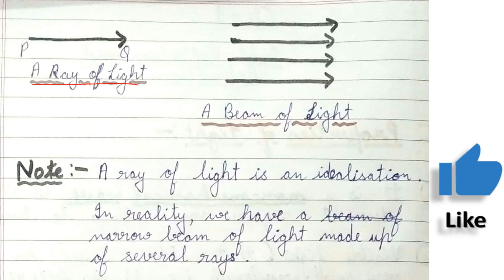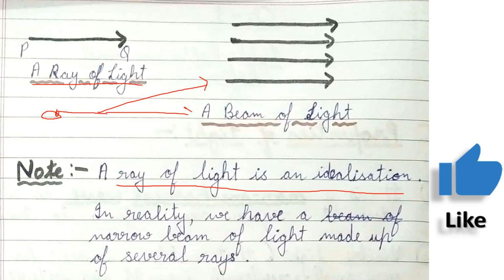There are two kinds of light representations. A ray of light is just an imagination, just an idealization. It does not exist in real. Even the narrow beam of light which comes out of a laser is also a bundle of several rays. It is also a beam of light, and a beam of light is just a bundle of these kinds of rays.